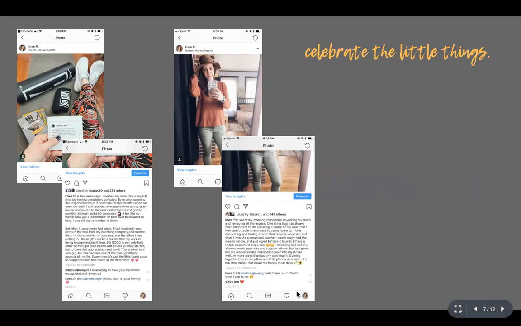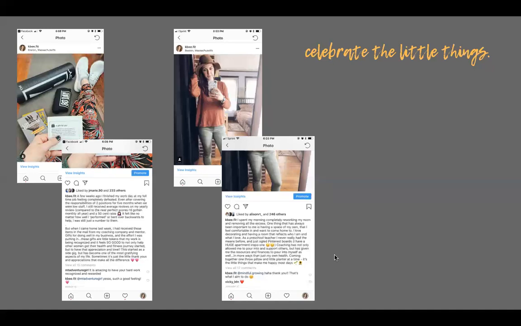And then if you look at the second one over here, I said, I spent my morning completely reworking my room and removing all the excess. One thing that has always been important to me is having a space of my own that I feel comfortable in and want to come home to. I love decorating and having a room that reflects who I am and what I love.